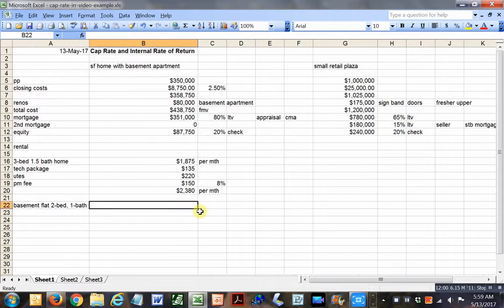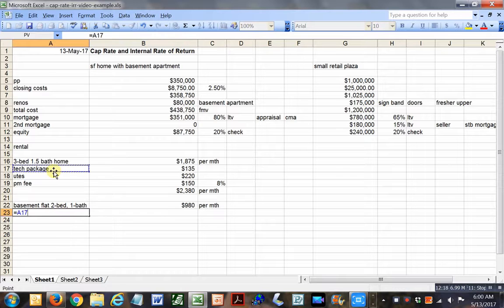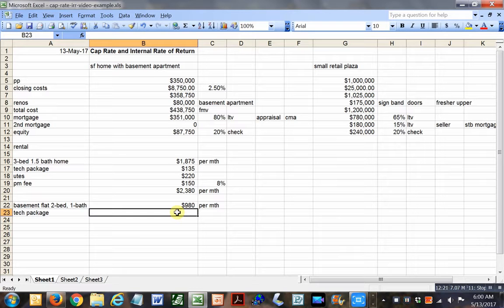So maybe 2 people are sharing it, so maybe you get, say, $980 for that. Again, it's per month. These are Canadian dollars, but could be American as well, maybe Australian, New Zealand as well. And we're going to bring one tech package into the home, but we're going to share it. So we'll charge these guys a little bit less, $115 for that. And they have to pay some utilities, but maybe they use a little bit less, so we're charging them, say, $170. And we're going to do the property management fee again.